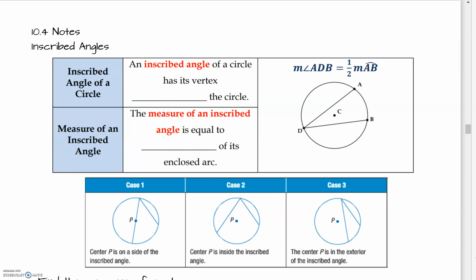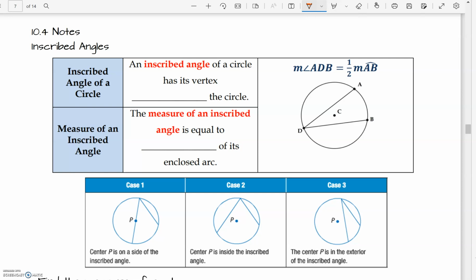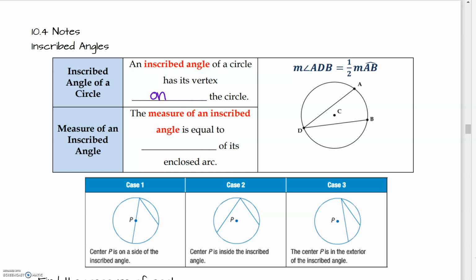This is lesson 10.4, and we're going to talk about inscribed angles. So an inscribed angle of a circle has its vertex on the circle. The measure of an inscribed angle is equal to half of its enclosed arc. So, for example, if my arc was 50 degrees, then this inscribed angle would be 25.